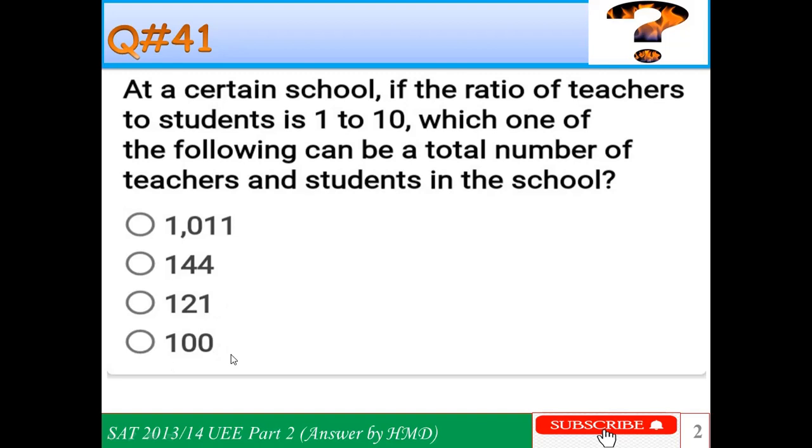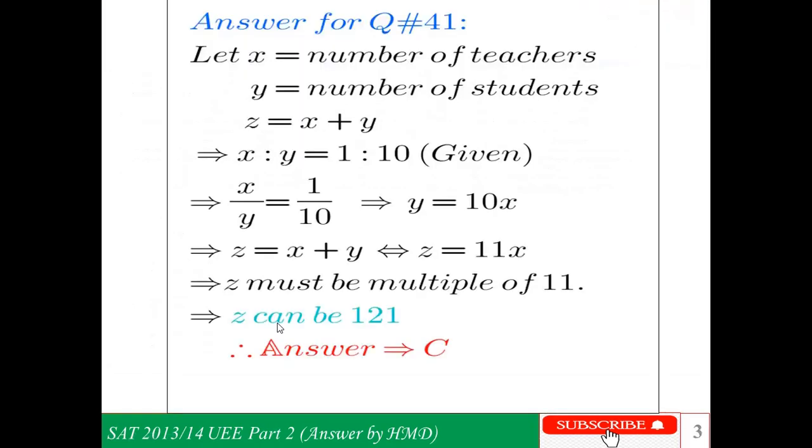As usual, you should try by yourself first, then check your answer with my answer. I hope you will get the answer. Let's try to investigate the answer here. Here is the answer for question number 41. Let X be the number of teachers in the school, Y be the number of students in the school, and Z be X plus Y, which means the sum of the number of teachers and the number of students in the school.